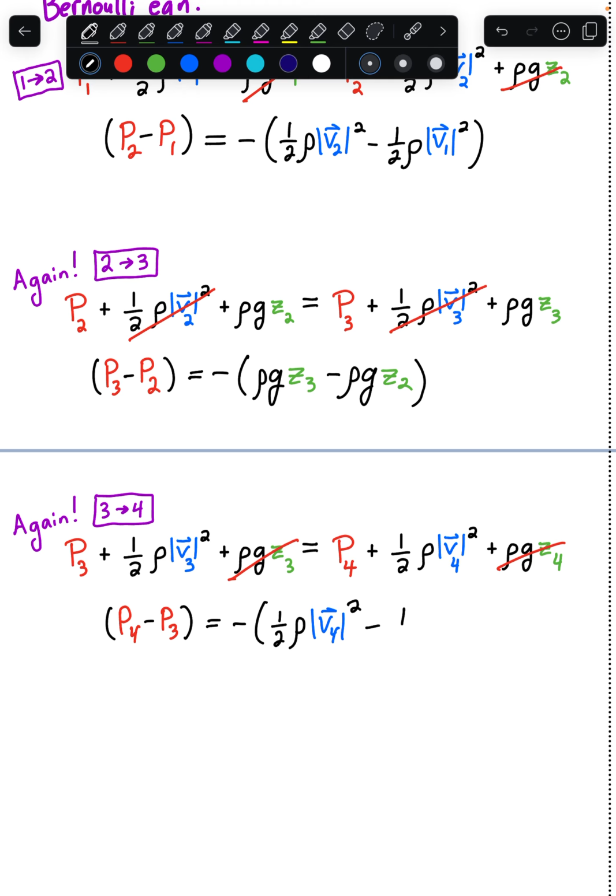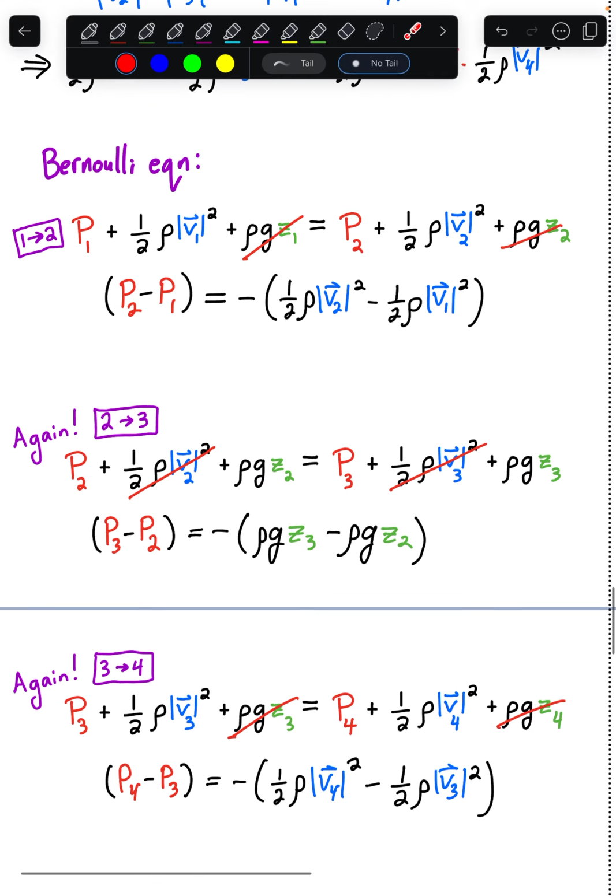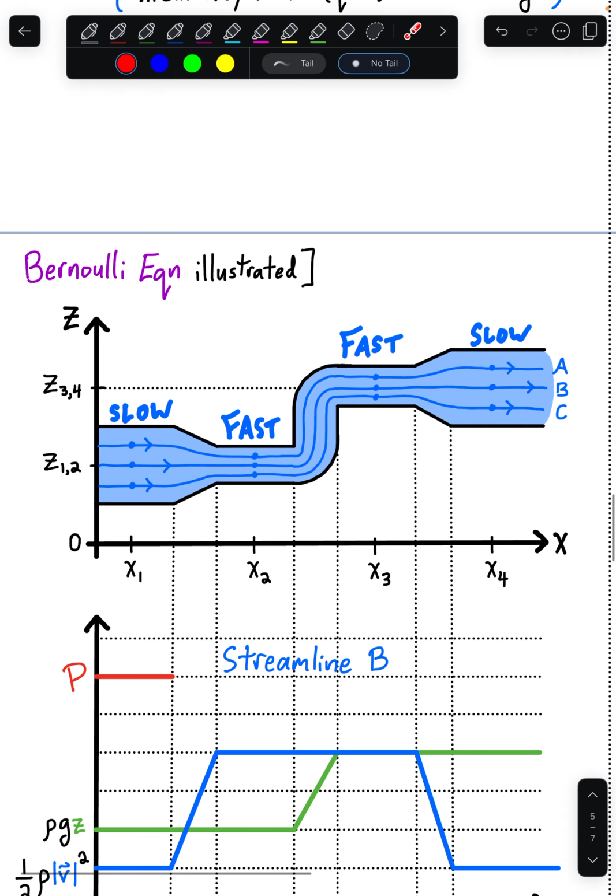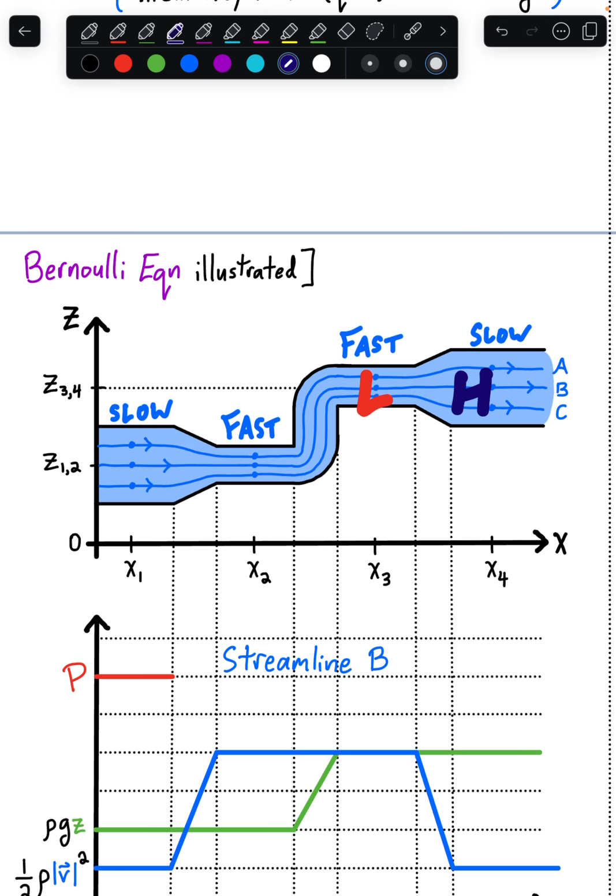So here, as the fluid slowed down, the pressure should go up. We lose kinetic energy density, but gain pressure to compensate and conserve energy. V4 is lower than V3, so this side of the equation is positive, so P4 is higher than P3. The pressure went up from 3 to 4. Low pressure here, relatively low pressure where the fluid is fast, and then relatively high pressure where the fluid is slow. There's the Bernoulli effect once again.